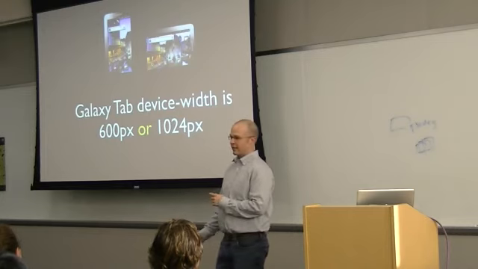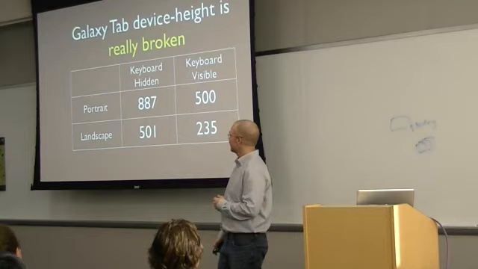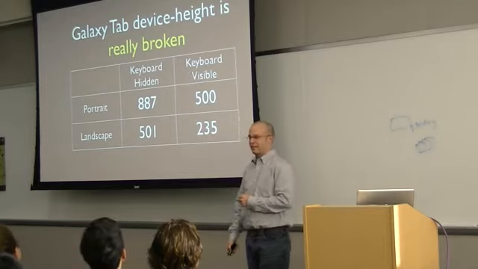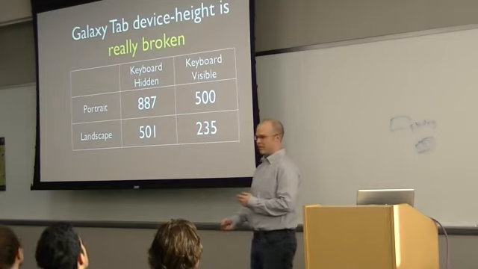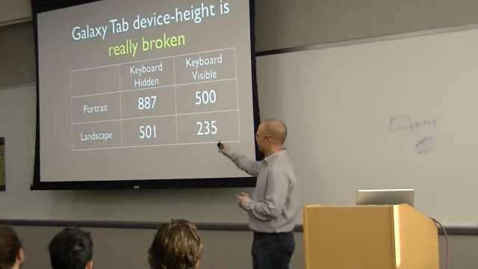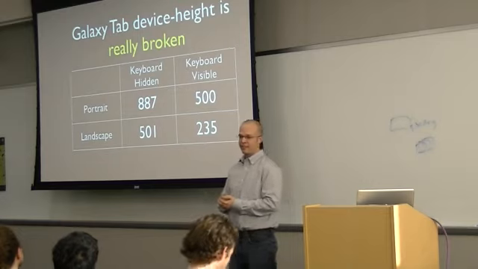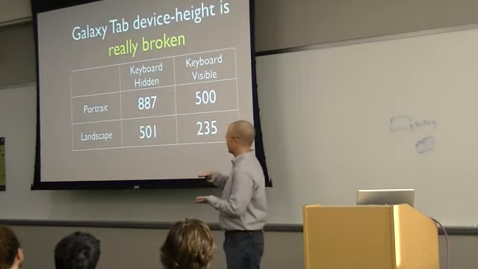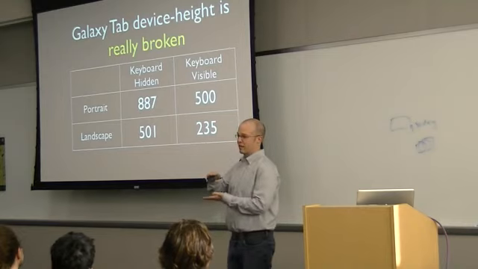Unfortunately, on the Galaxy Tab, device height is also a little bit funky. Now, the device doesn't change height. It's always the same pixel height. But when you open up the virtual keyboard on the Galaxy Tab, the device changes height. It says, now my device height is no longer a predictable amount. It has changed.